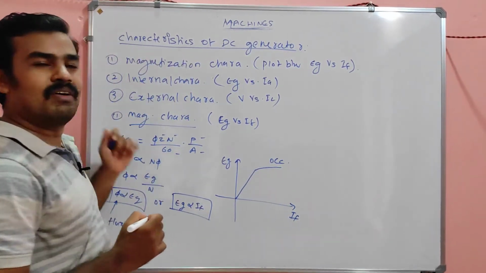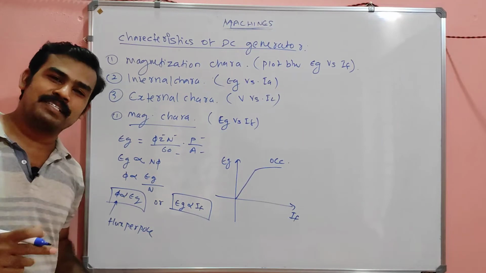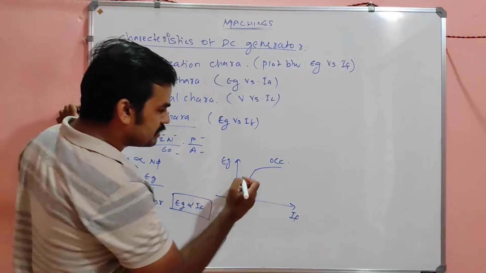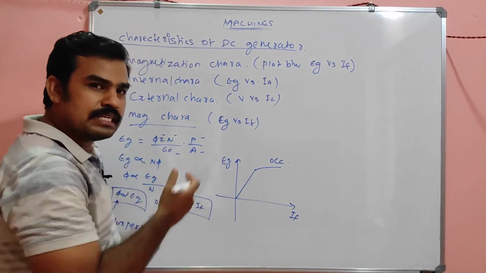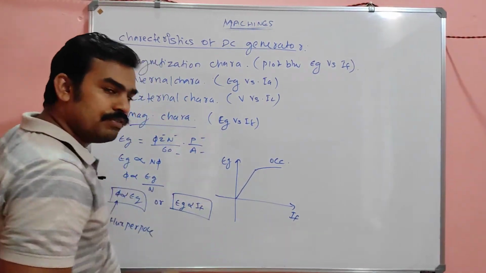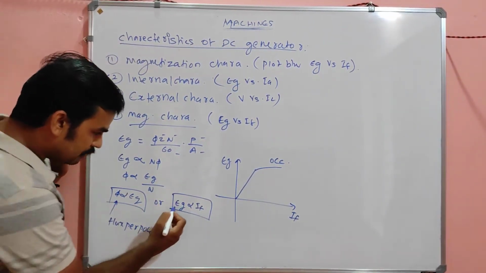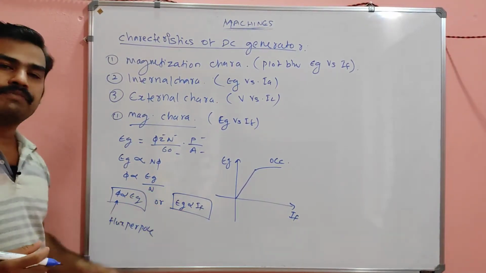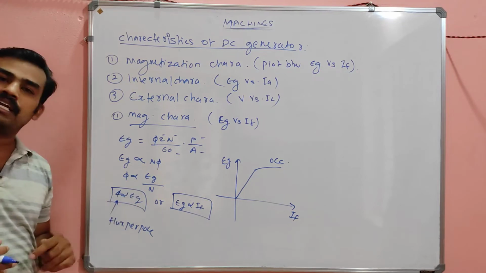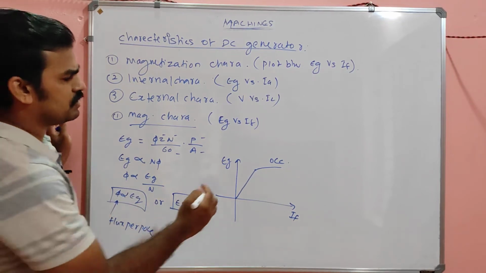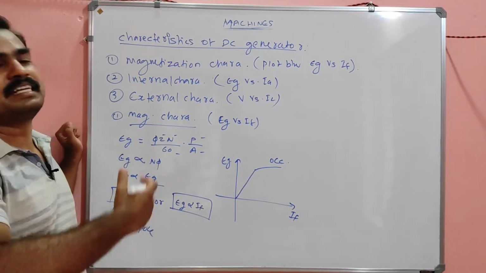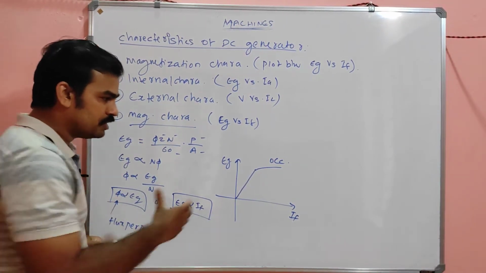This you already learned, right? It is the open circuit characteristics, Eg versus IF. Up to a certain portion, Eg and IF will be linear, strictly following this proportionality, correct? But after some time, the curve fluctuates from its linearity, right? The curve deviates from its linearity.